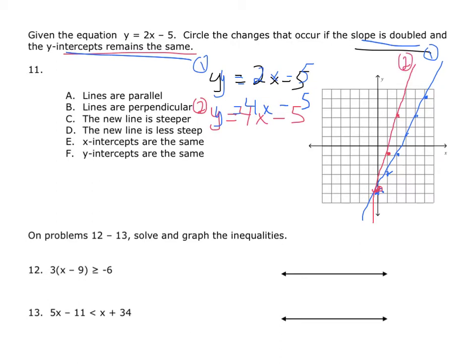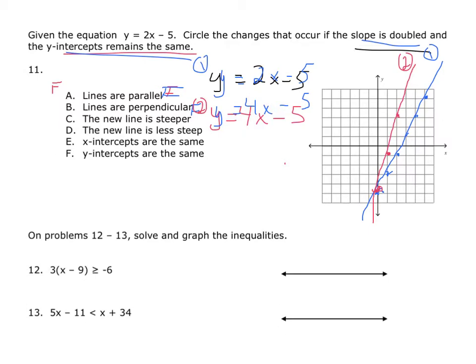All right, so letter A says the lines are parallel. Well, obviously we can see that the lines cross, and they actually cross at the y-intercept, so that's false. And the way to really tell is you look at the slope of each line. This one has a slope of 2, this one has a slope of 4. They're not the same, so they're not parallel.